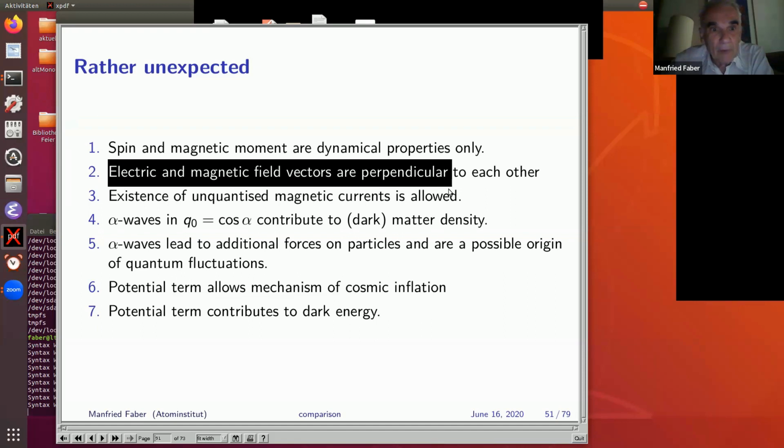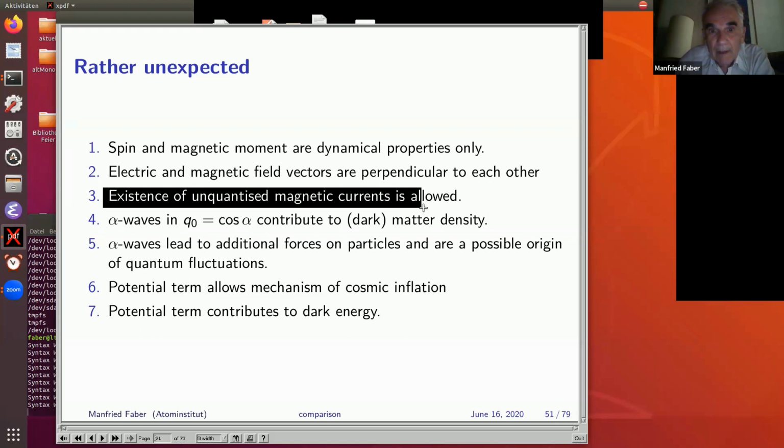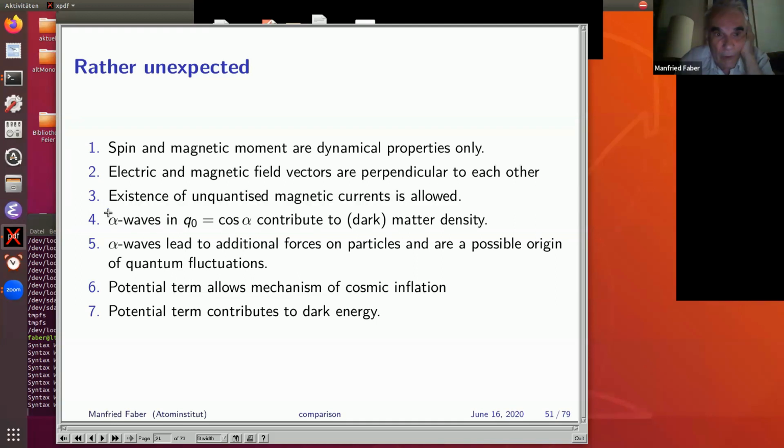Like we know from electromagnetic field in the vacuum. Everything is vacuum in this model. We have solitons and vacuum. So the electric and magnetic fields are like in the vacuum perpendicular to each other. This is, of course, also a question which one has to check. There exist non-quantized magnetic currents, I told you, but if the energy is minimized, they should be also minimized, and they have no influence on Coulomb and Lorentz forces.